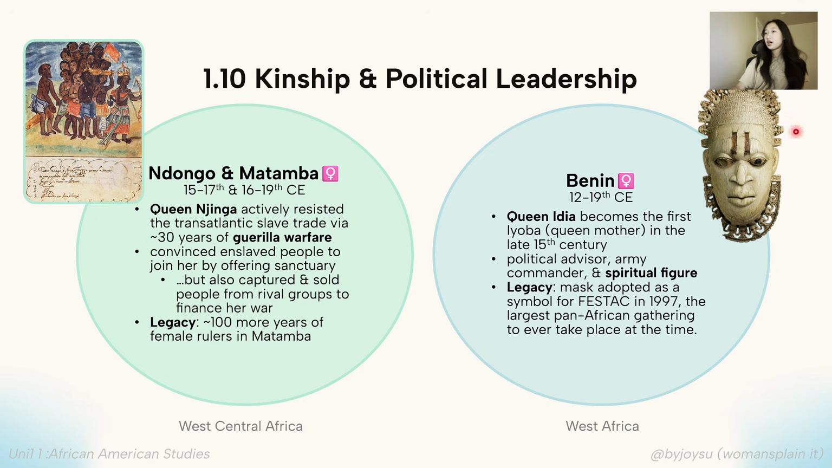This mask is probably one of the most famous symbols in all of African art. A replica of it was adopted as the symbol for Festac in 1977. That stands for the Second World Black Festival of Arts and Culture. And at the time, it was the largest Pan-African gathering to ever take place. Because these are two powerful female leaders, and these are the examples that were given of female leadership in pre-colonial Africa, I would not be surprised if you actually compare and contrast them at some point.